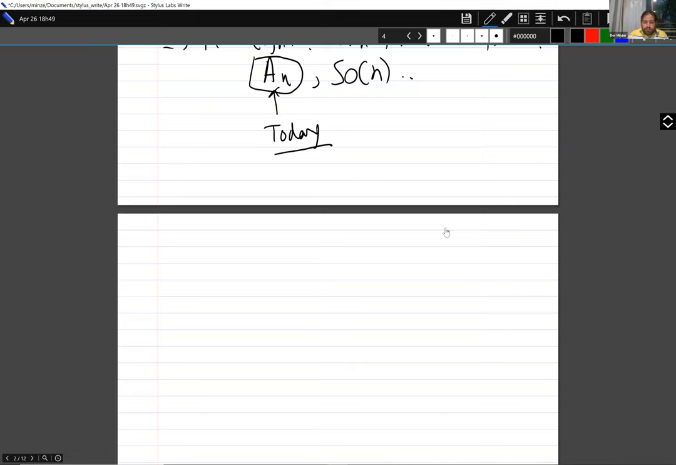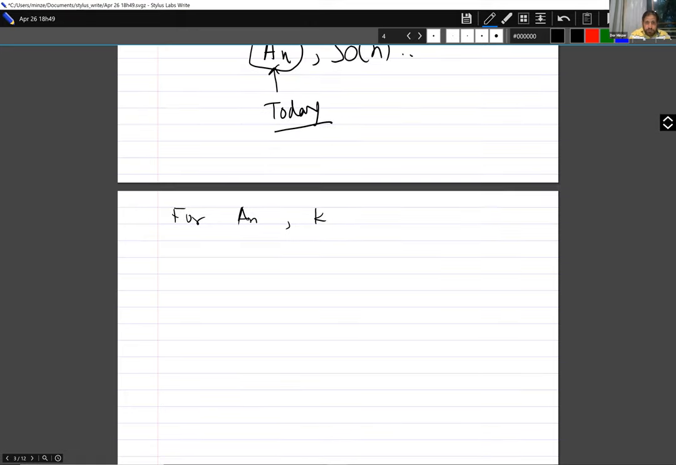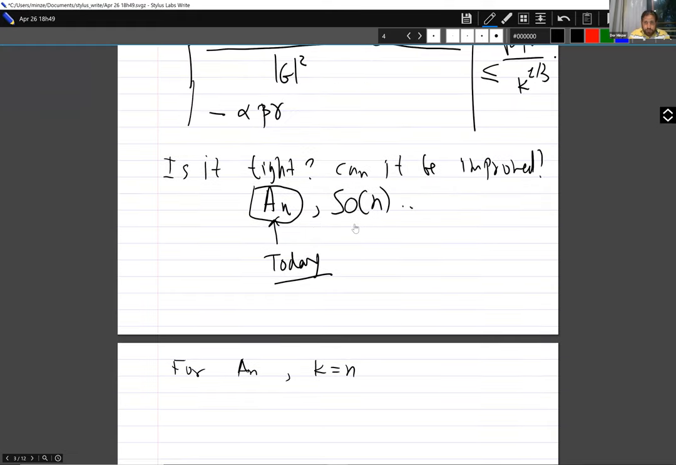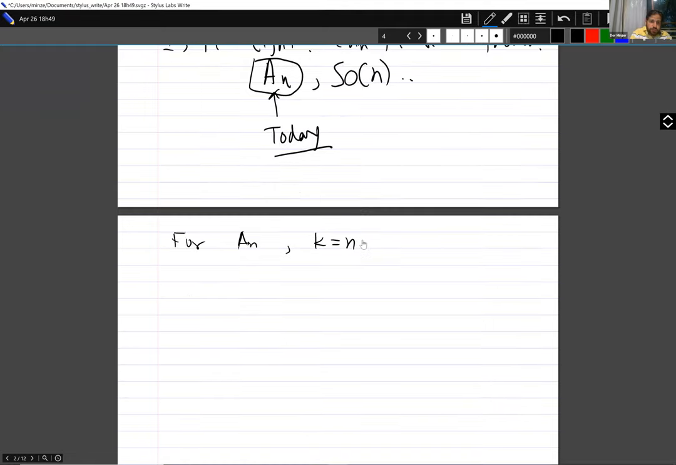So what about the alternate group? Well, for A_N, Eberhard, the host today, has proved a better result. For A_N, the size of the smallest representation is N. So if you use Gowers' result, you get something like 1/n³. And Sean managed to improve that.